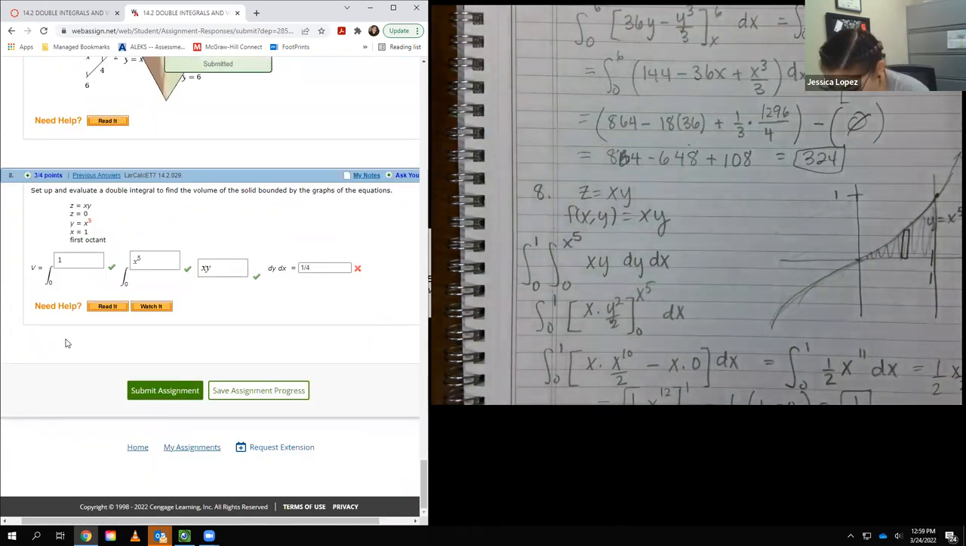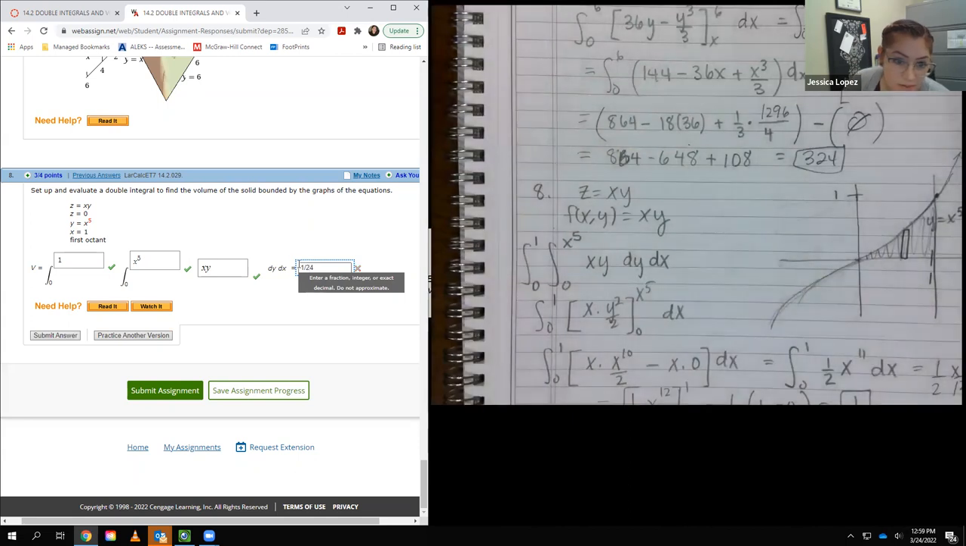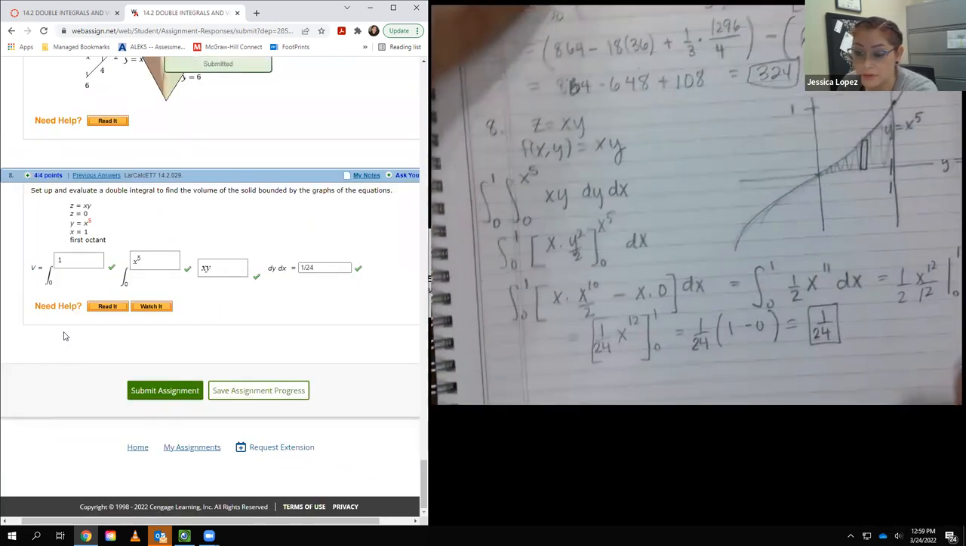Oh, got the wrong pencil. What in the world? Oh, it's 12. X to the 12th over 12. So 2 times 12 is 24. So I have 1 over 24. Hello. And I didn't even use the calculator that time. I just totally didn't have the right number.